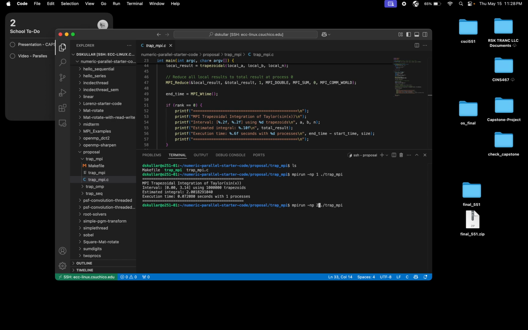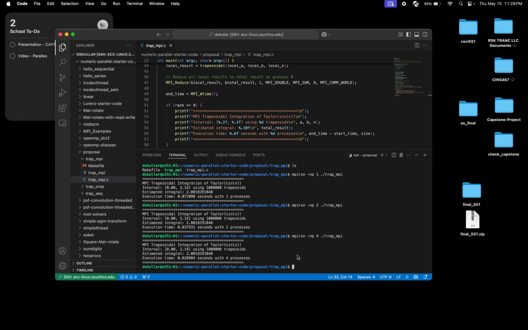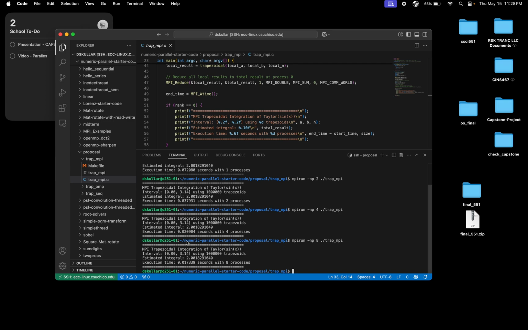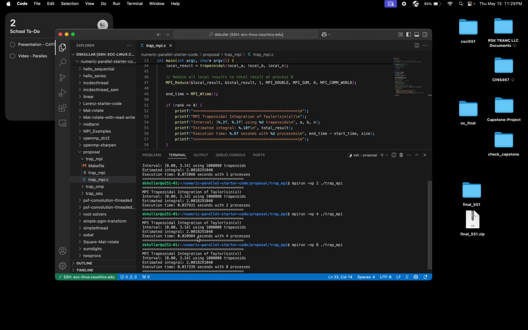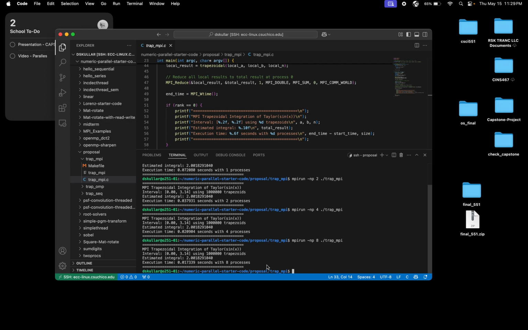Let's do this with other processes here. With 2, we can see the execution time is quicker. Let's go for more. As you can see, for our MPI execution times here, we get accurate results for all process counts, and for more processes, we are getting faster execution times.